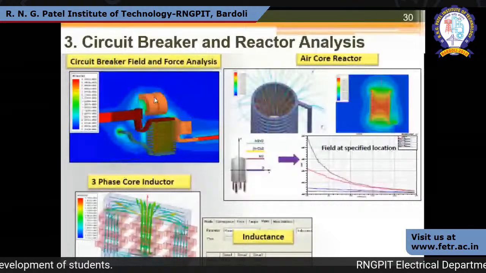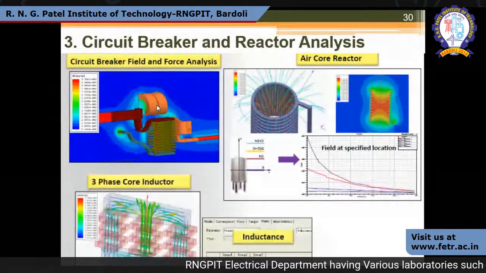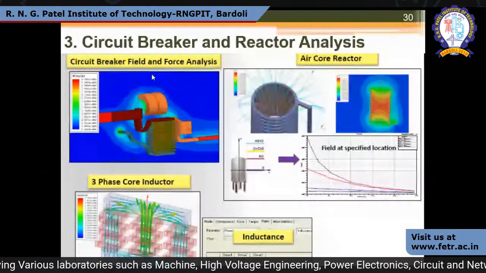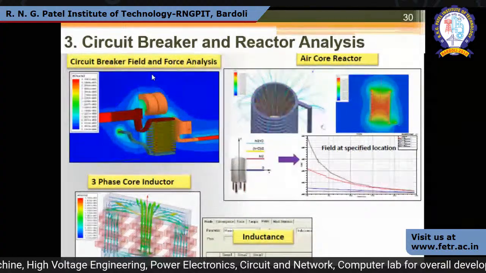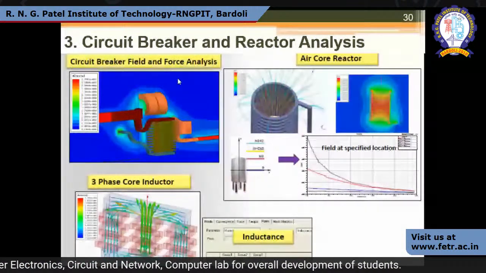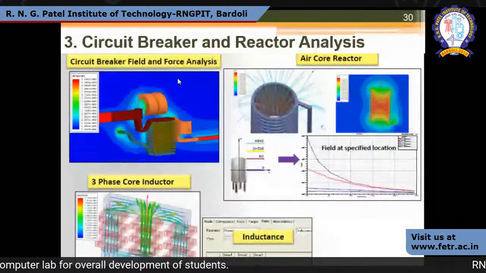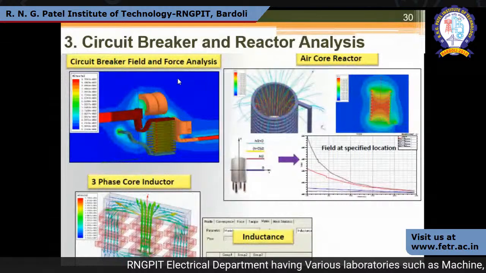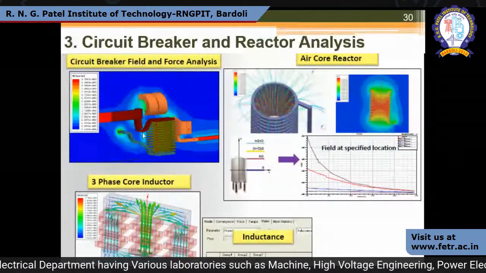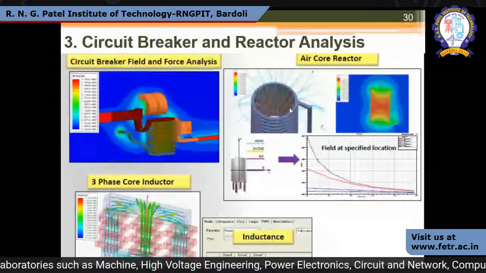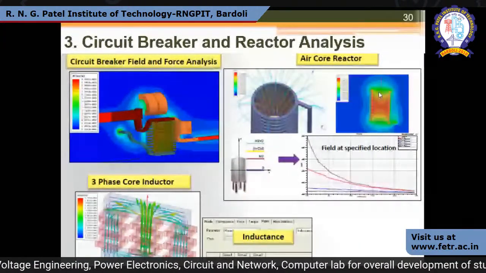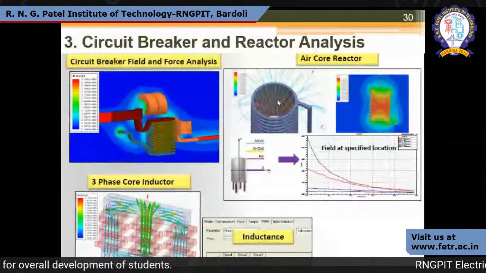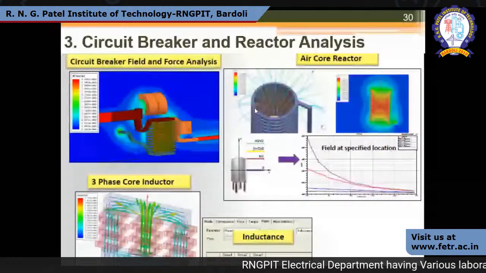Circuit breakers, we can also design that circuit breaker. You know that many times if a circuit breaker fails, maybe the entire power system goes down. So for that purpose, we have to do the field and force analysis of the circuit breaker. It is also applicable for air core reactors. We can analyze by varying the number of turns and the thickness of the conductors.